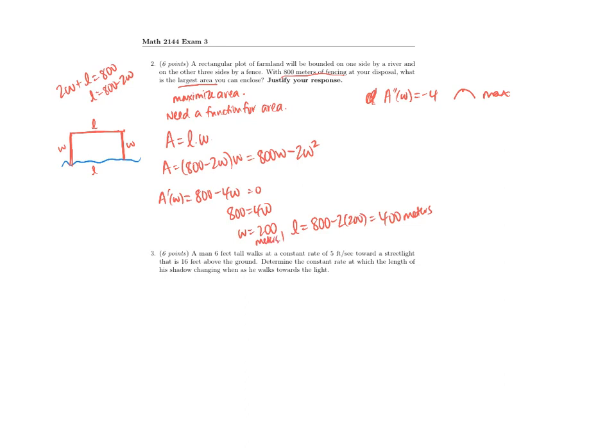The next one says a man 6 feet tall walks at a constant rate of 5 feet per second toward a street light that is 16 feet above the ground. So there's the 16 feet. There's the man 6 feet tall. And then it says determine the constant rate at which the length of his shadow is changing as he walks toward the light.